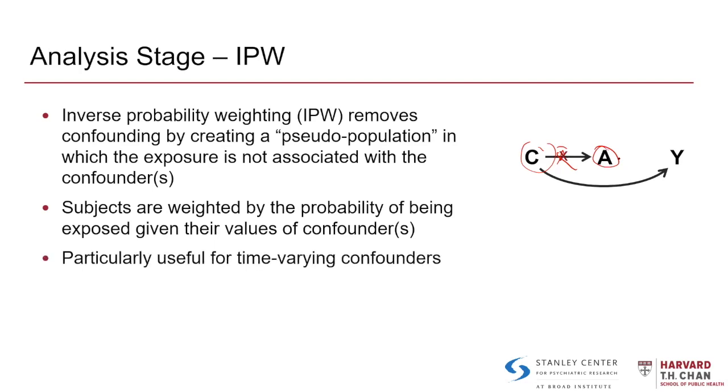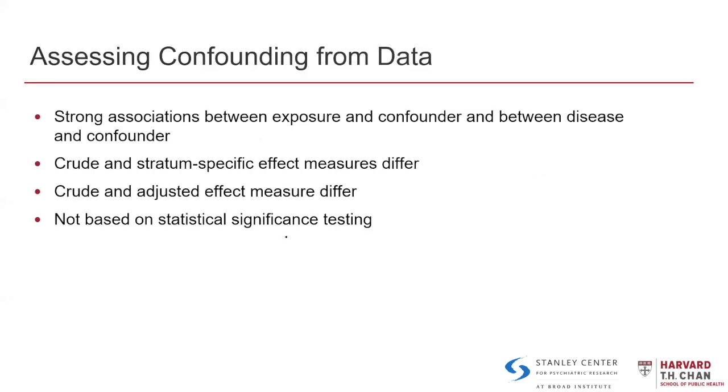This is particularly useful, though it's beyond the goals of this introductory section, for time varying confounders. So we may have some confounders that change over time. We call them time varying confounders.